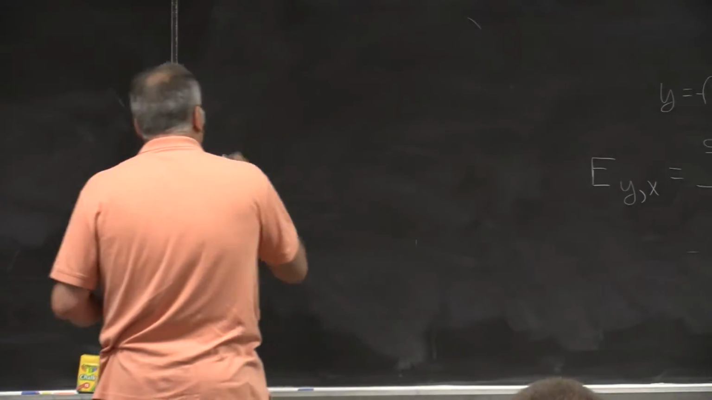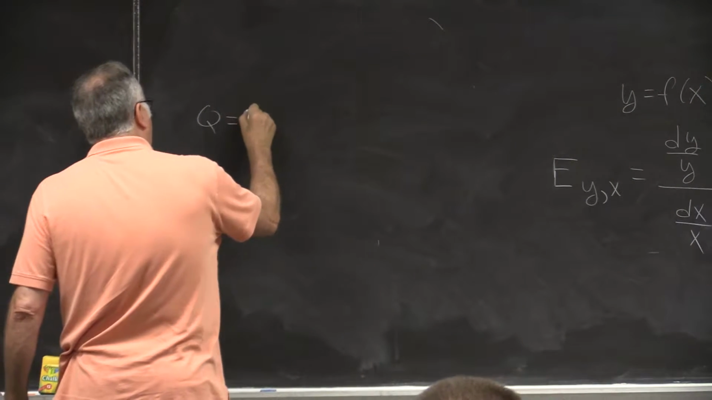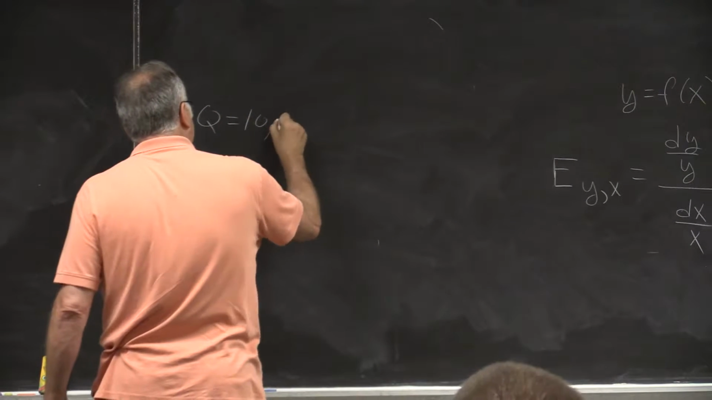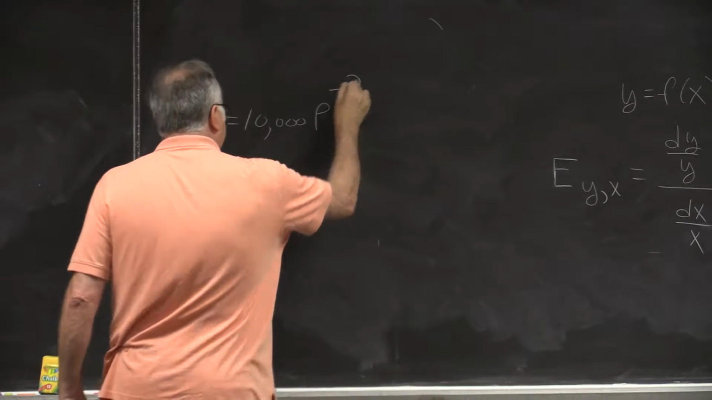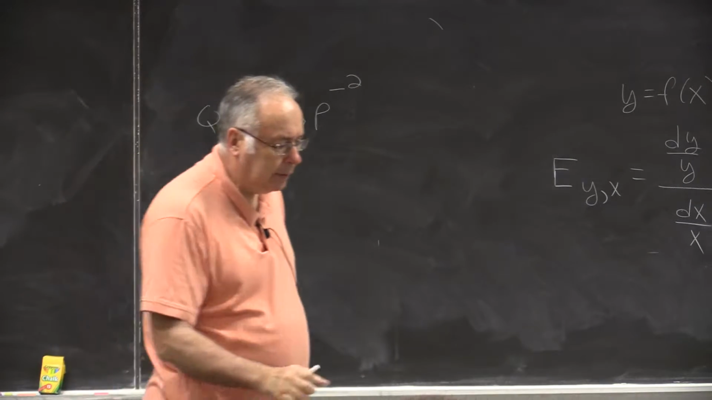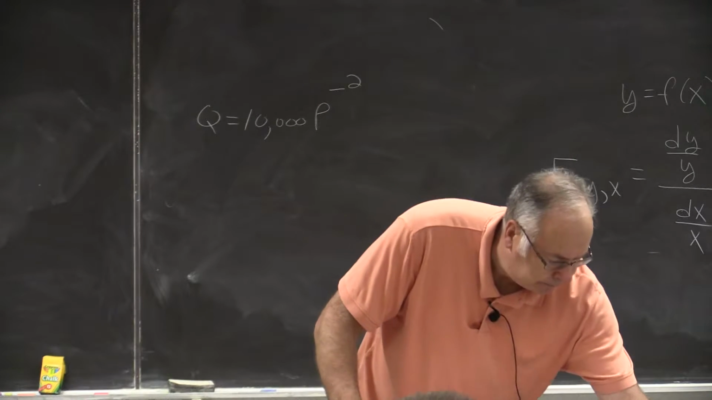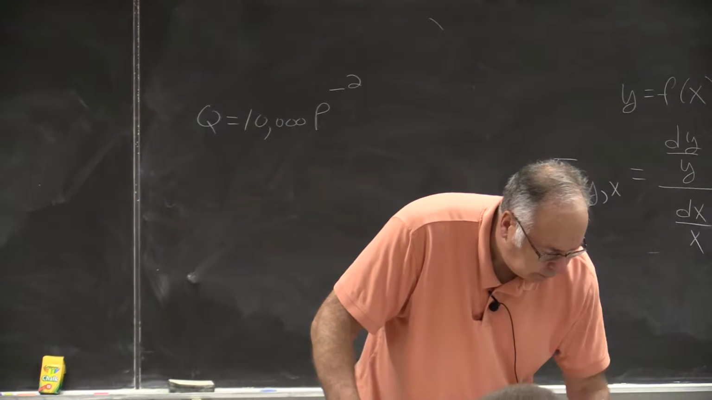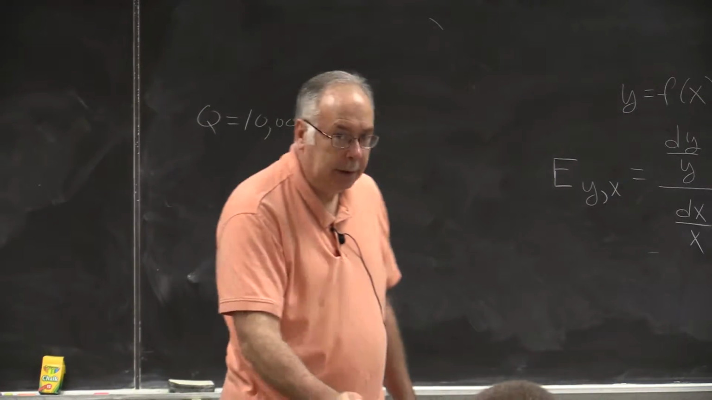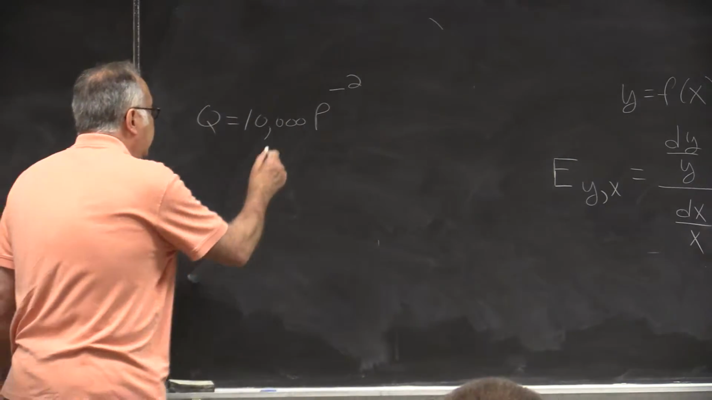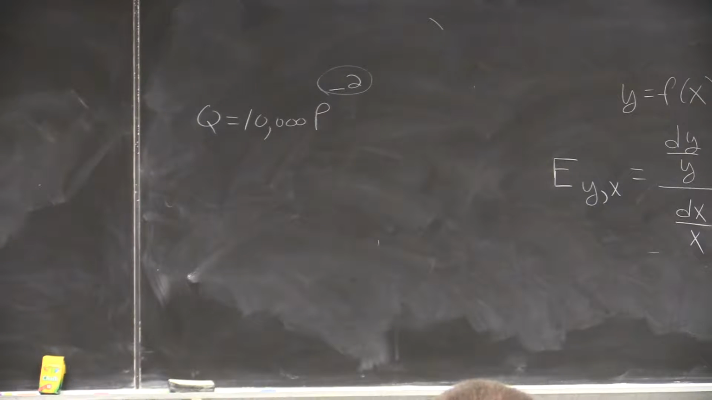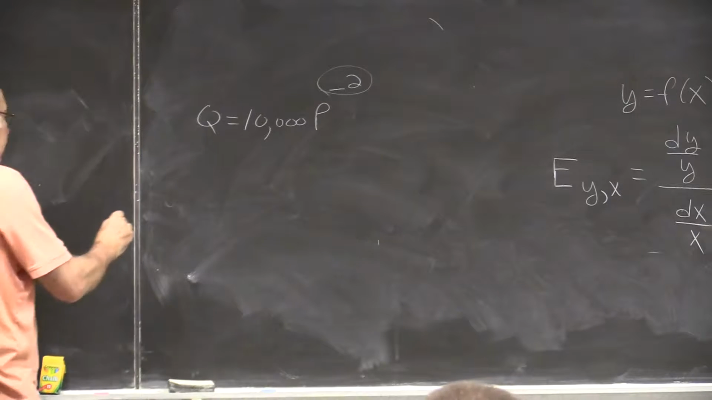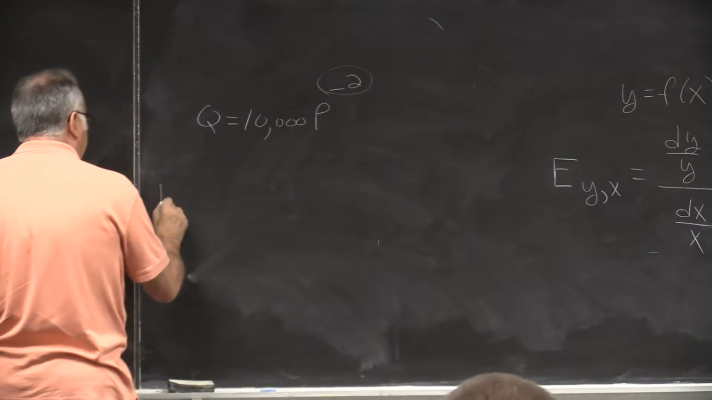Go back to the quiz. Q was, what was it, 10,000 P to the minus 2. Check and just make sure that that's right. Is that right? Okay. And I asserted that this minus 2 was the price elasticity of demand. We're just changing our notation here.